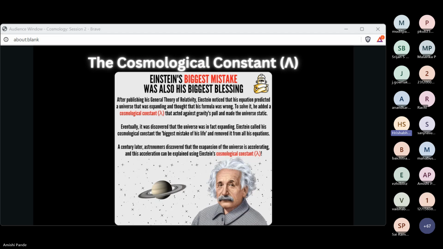and then when it was discovered that the expansion is not uniform, it is accelerating, we had to introduce the cosmological constant again. And so Einstein's biggest blunder actually became the biggest fact. This is how some brilliant minds are. The mistakes that they make are actually the biggest truths of this universe that we are living in. So yes, the cosmological constant is the simplest candidate of dark energy that we will see in this particular topic.